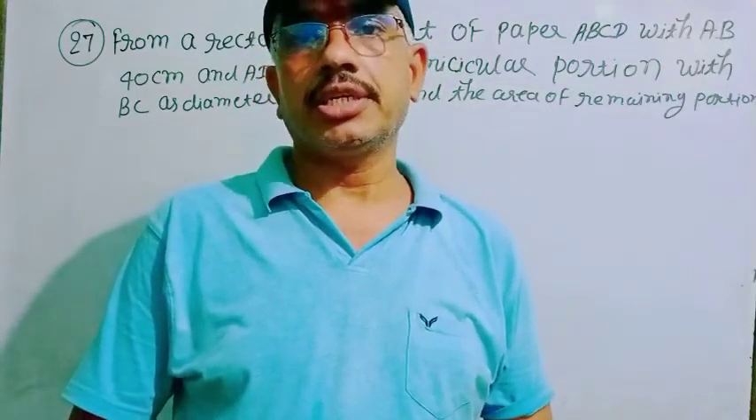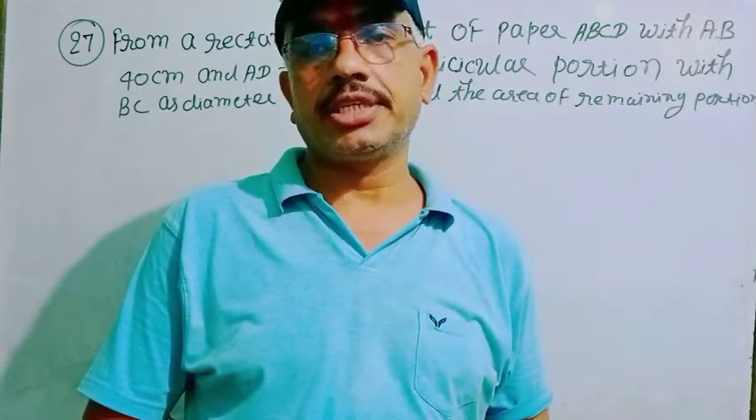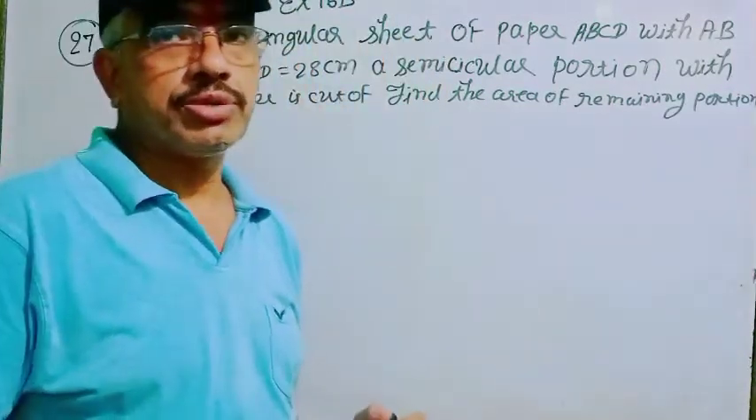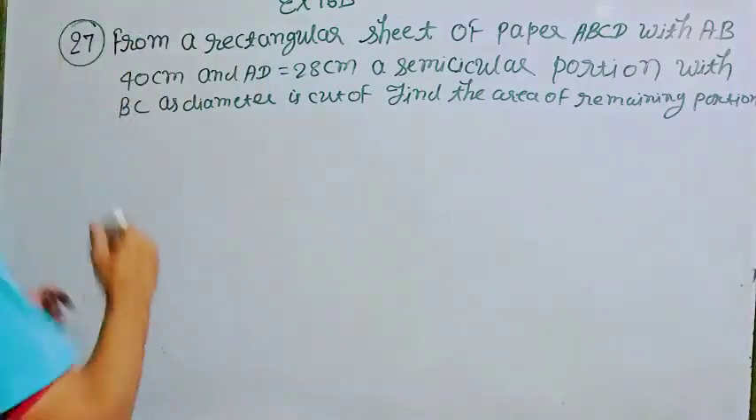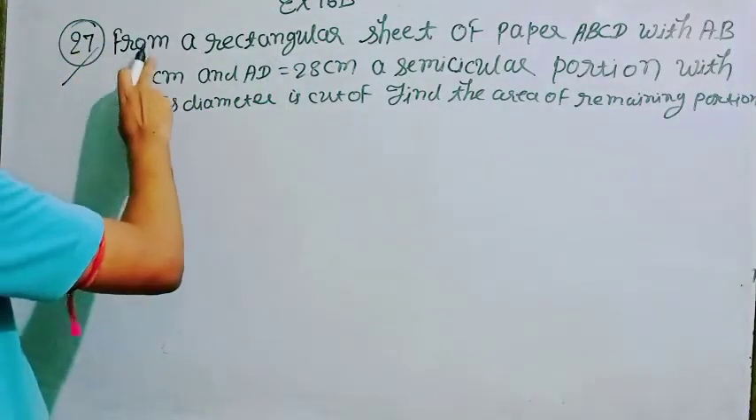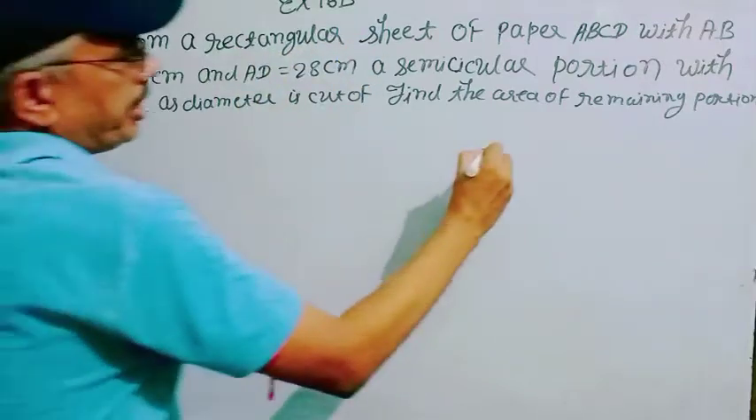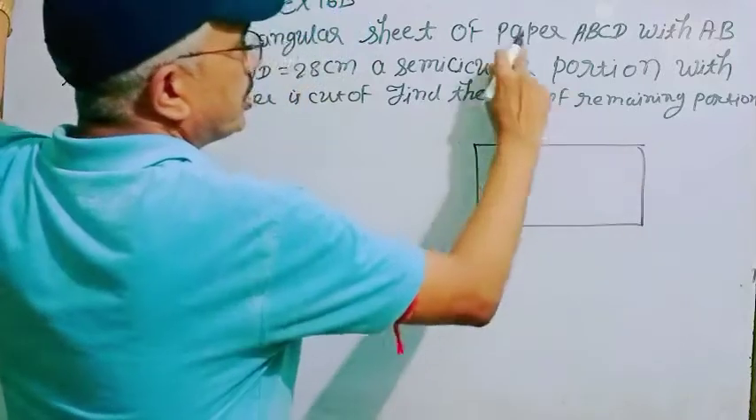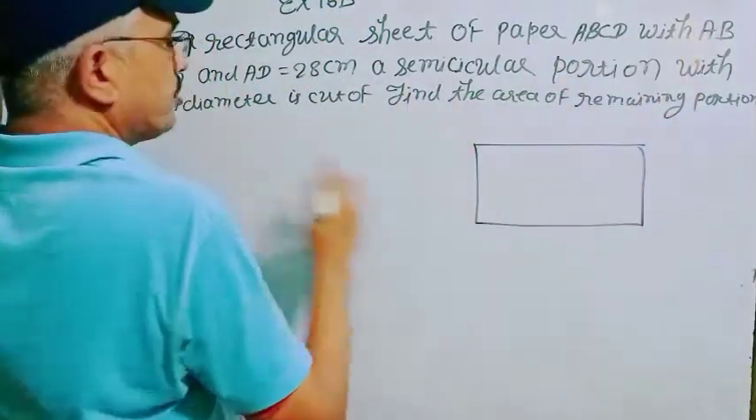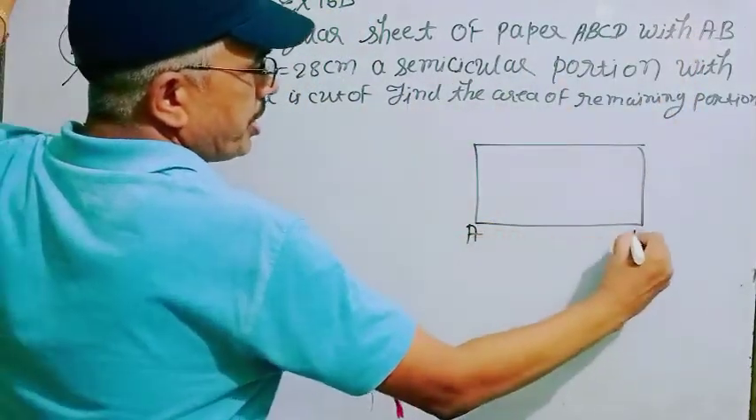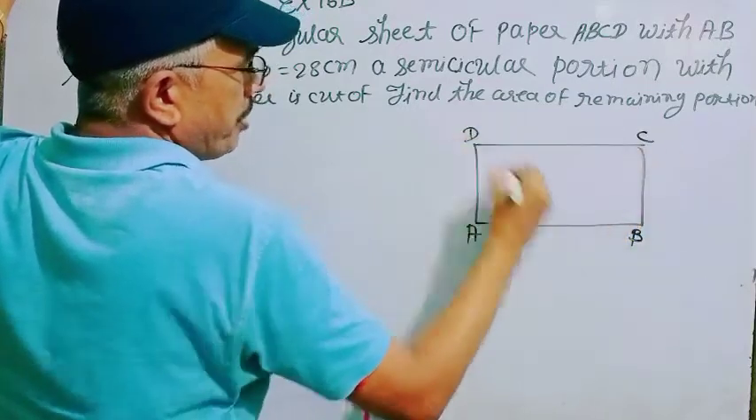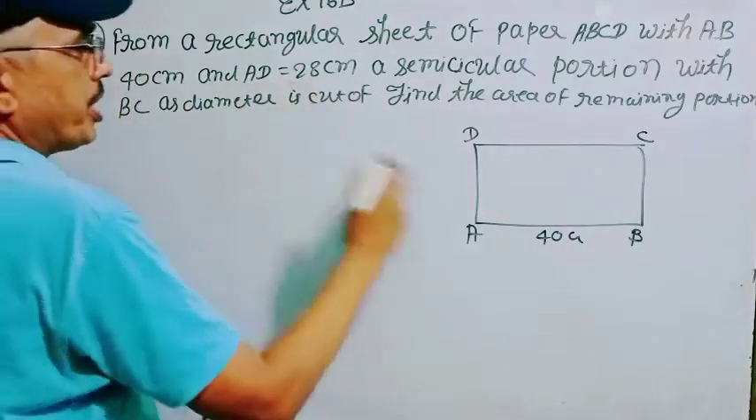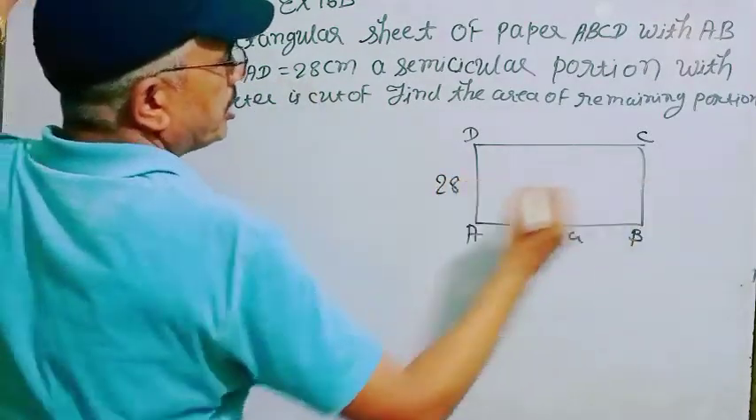Student, today I discuss some other problems of exercise 16B, very important for your board examinations. See here towards the board, question number 27: from a rectangular sheet ABCD, AB is 40 cm and AD is 28 cm.